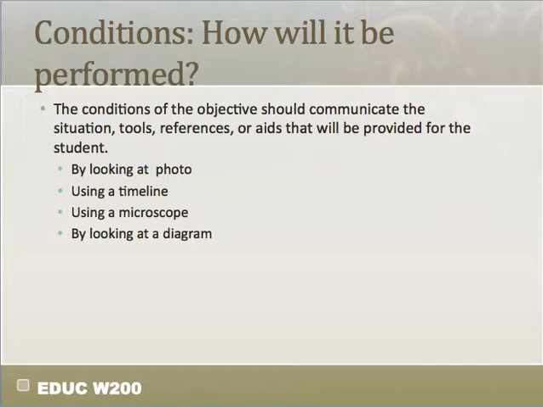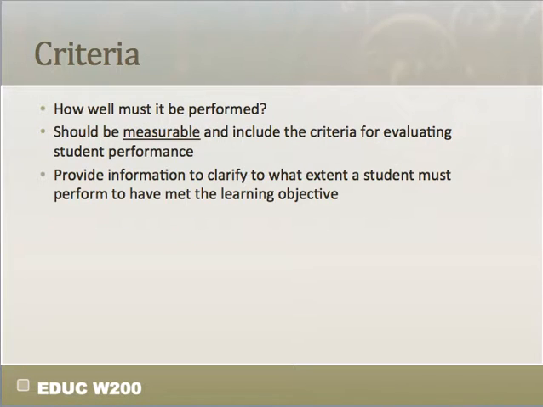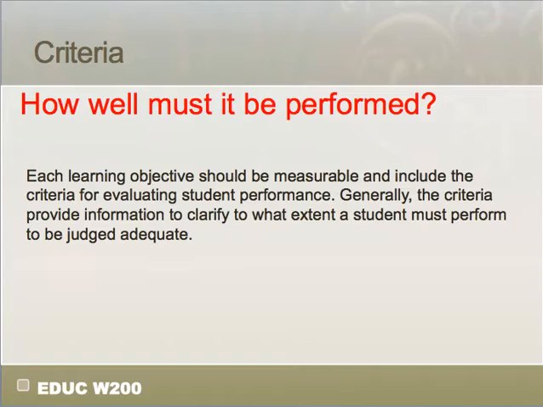So the conditions, again, how is it going to be performed? Is it going to be by looking at a particular photo, or using a timeline, or using a microscope, or looking at a diagram? It could communicate the different types of situations that the students will be in as you're measuring their learning, the tools that they may have, the references or aids that are going to be provided for that particular student. And then finally, the criteria. How well must this be performed in order for you to think that the student has met the learning objective? Again, it should be measurable, and you should include the criteria for evaluating that particular performance.